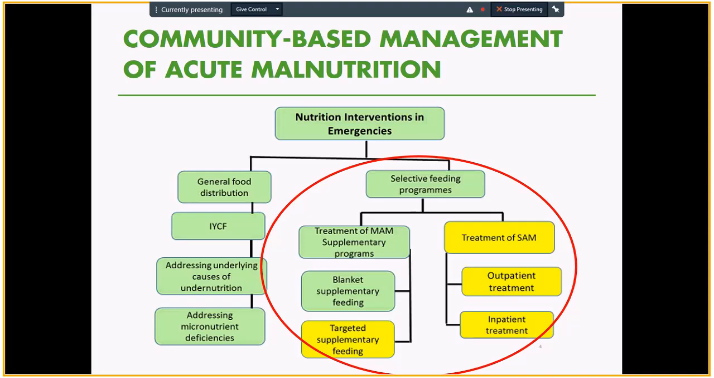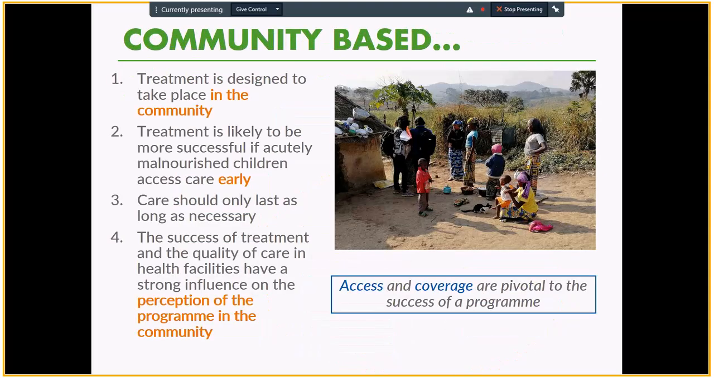But just to move on, I want to talk very briefly about why community-based management of acute malnutrition has the C at the beginning, the community element. It's really important to understand this, in terms of understanding the program and its modality, but also to understand why the coverage surveys that I complete are important for addressing the core components of these programs.